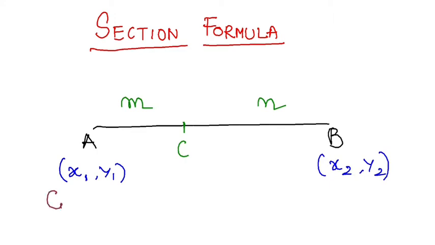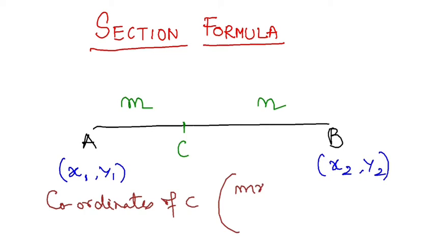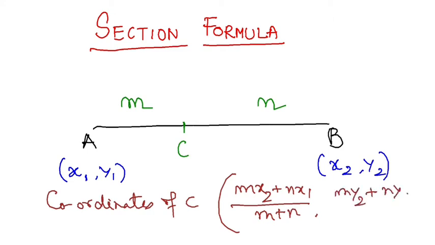Alright, so the coordinates of C are (mx2 plus nx1) by (m plus n), and this is a formula you have to remember, right? And (my2 plus ny1) by (m plus n). You need to remember the formula. All right, let's take an example and try to solve a question.